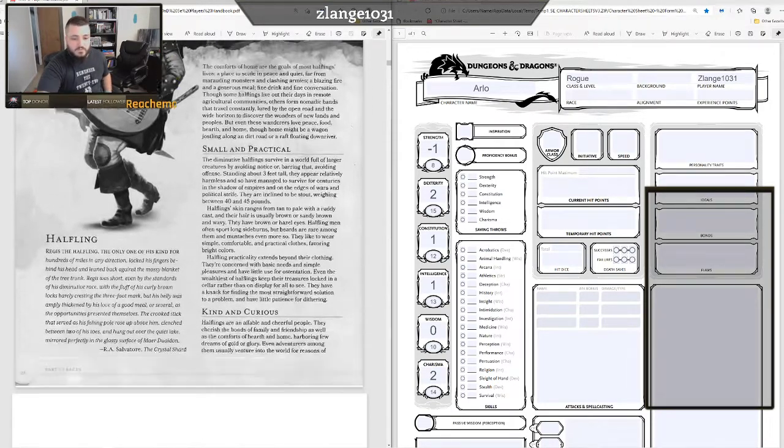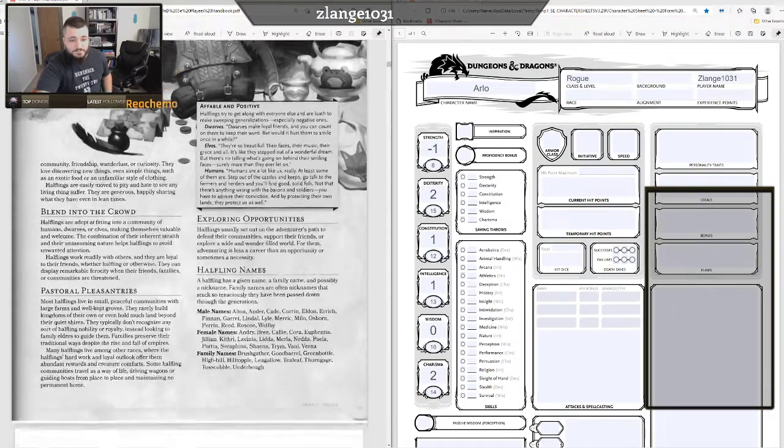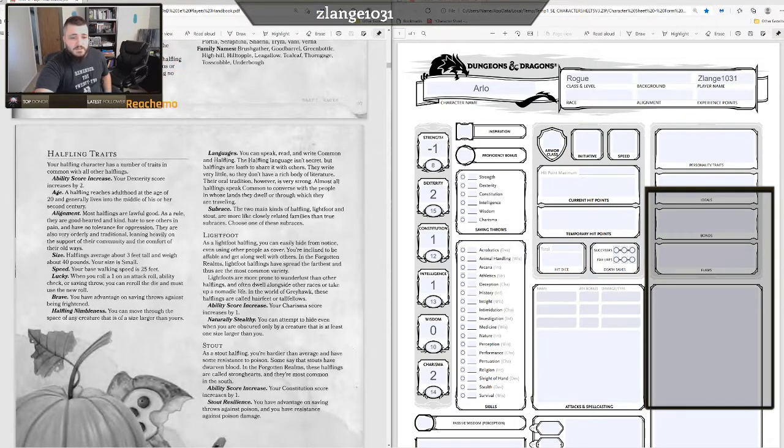Halflings: small, practical, kind, and curious, which they could be little deviants too. You got your names, you got your traits, increased dexterity, which also makes them a good rogue. Halflings reach adulthood at the age of 20, and generally live to the middle of their second century. They live long. What, 150? Something like that. Size. Halflings are on average around 3 feet tall and weigh about 40 pounds. You are small, which means your speed is reduced to 25. Or it's low.